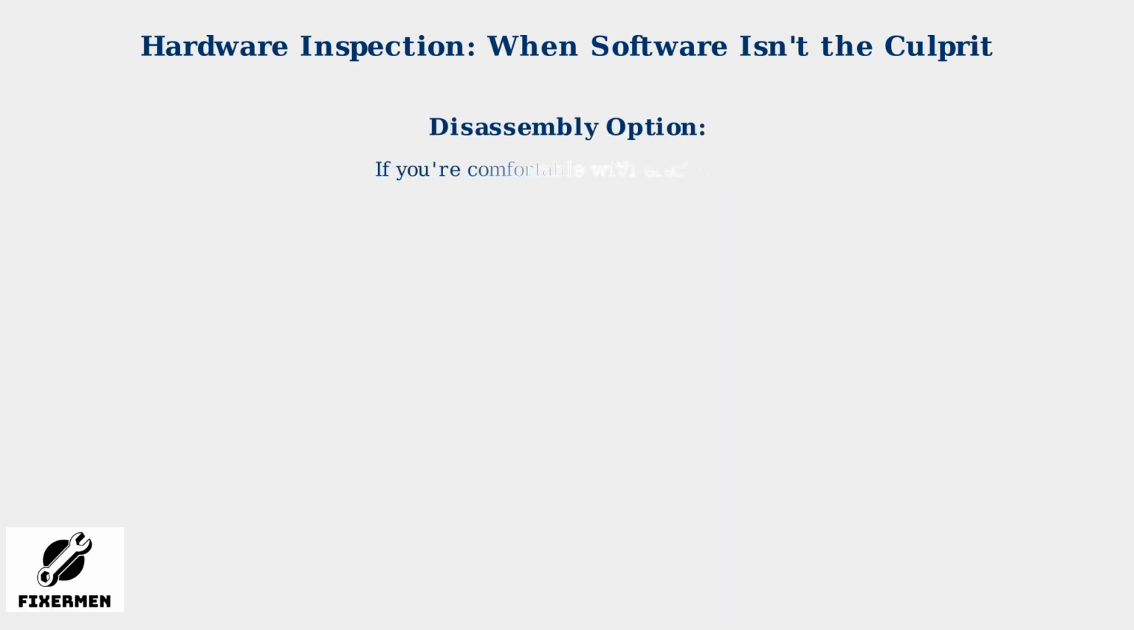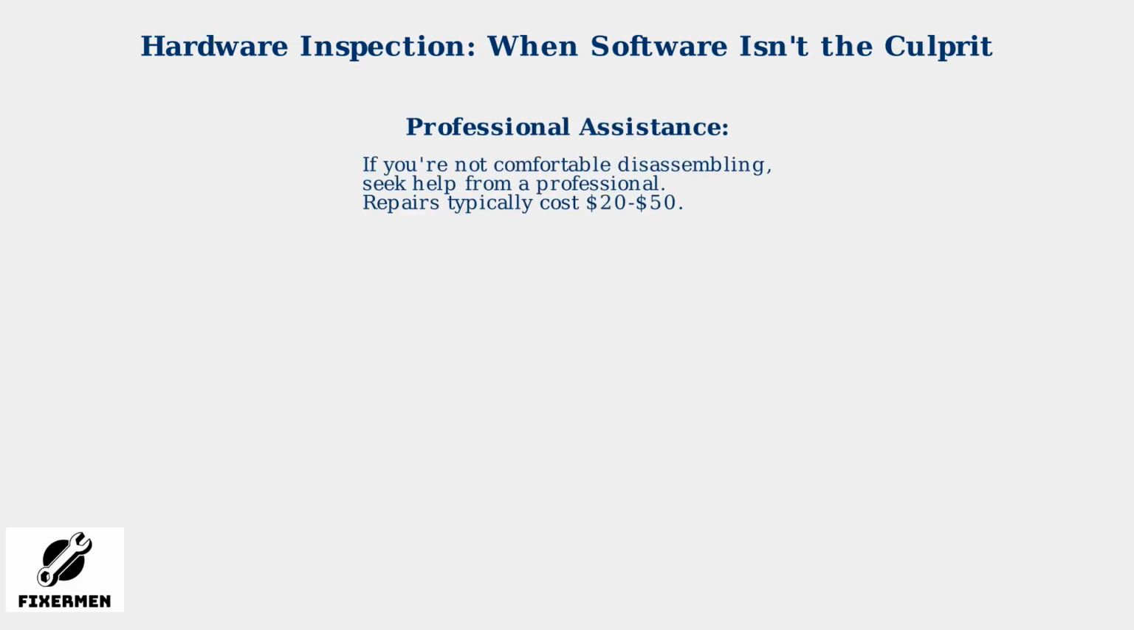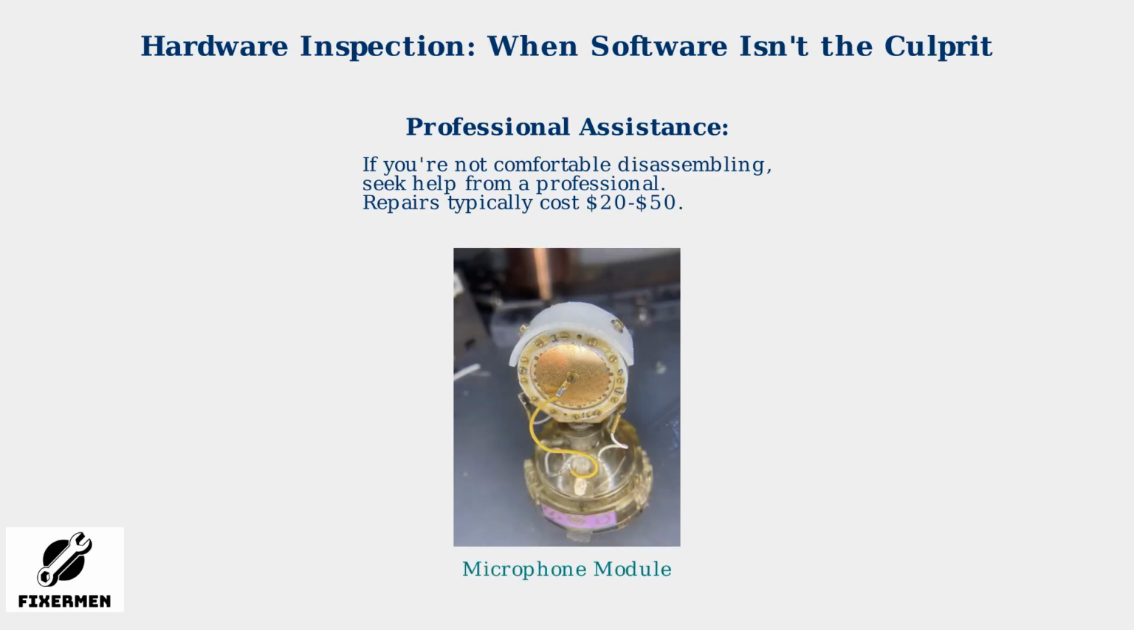If you have experience with electronics, you can carefully disassemble the dashcam to inspect and clean the microphone module. Refer to circuit diagrams like this to understand the microphone connections before attempting disassembly. If you're not comfortable working with electronics, it's best to consult a professional technician. Hardware repairs for dashcams usually range from $20 to $50. The microphone module, like this electronic component, may need cleaning or replacement by a professional.